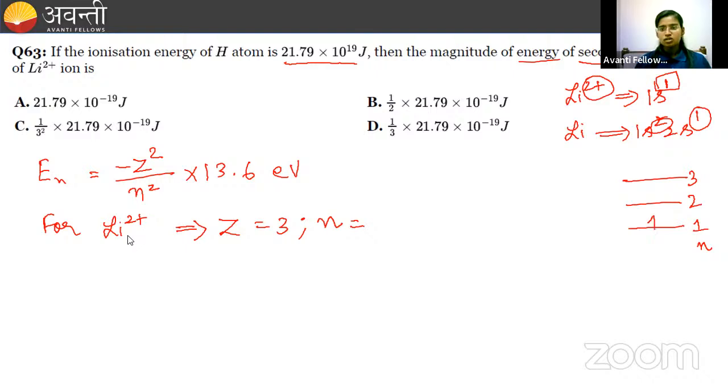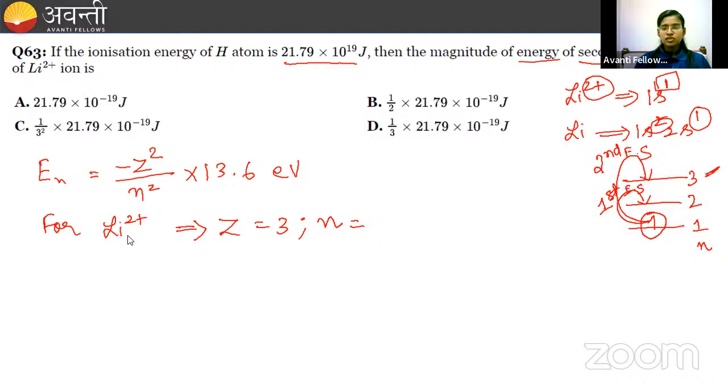So this is that electron. And if this electron has to enter into the n is equal to 2 state, then we call that the first excited state. And if it goes to n is equal to 3, then we call it the second excited state. Okay. So now we have to find out the magnitude of energy of the second excited state of lithium 2 plus.